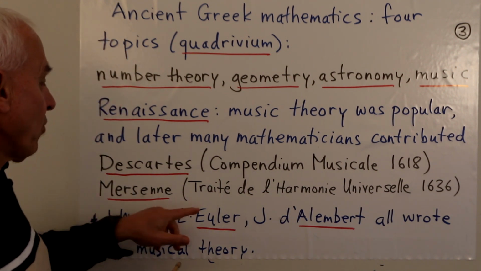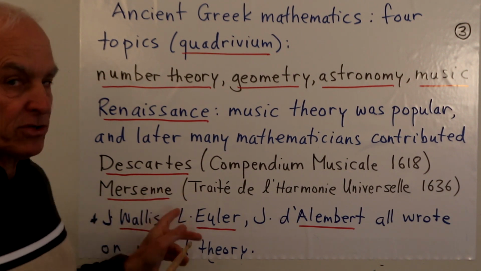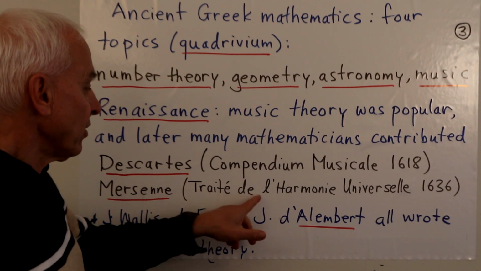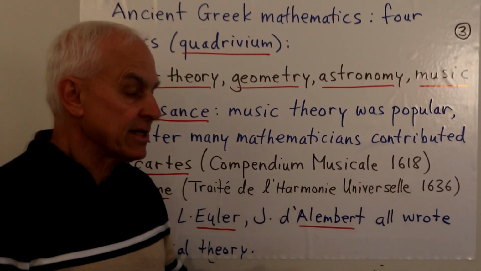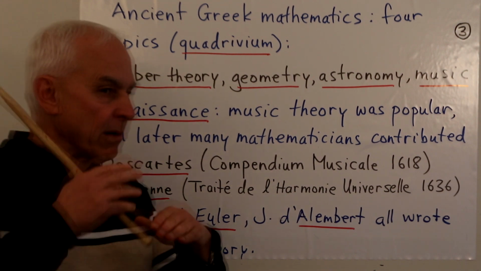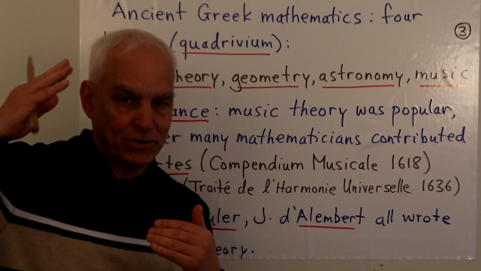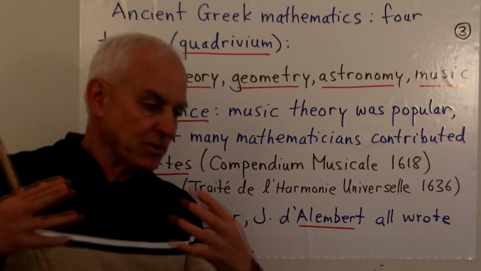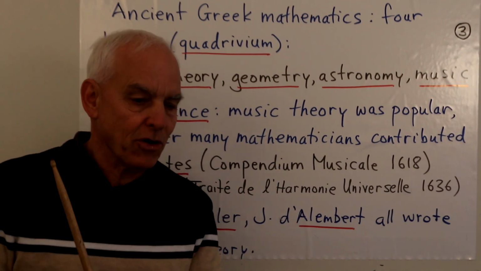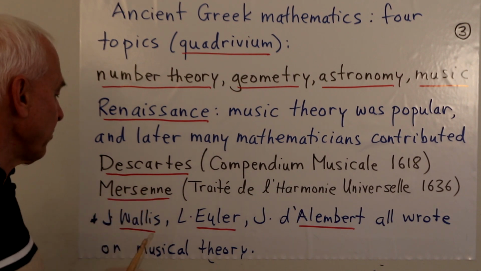Mersenne, of Mersenne prime fame, wrote an important treatise called Traité de l'harmonie universelle in 1636. And I think he was perhaps the first person to really appreciate the importance of overtones, which is another interesting aspect of the story that we'll have to mention in a future video. But he was probably the first person to appreciate that.